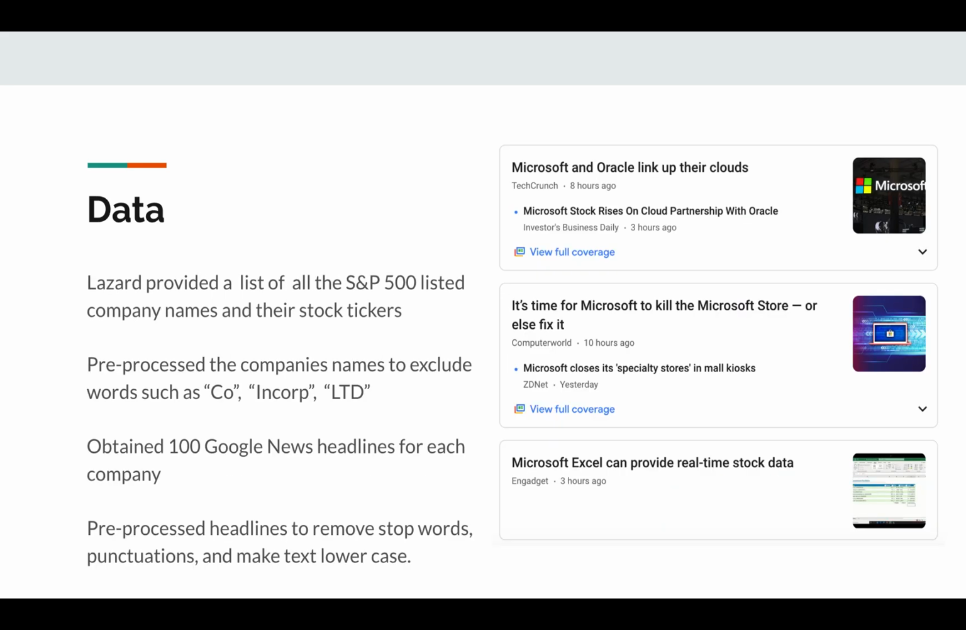the network. To collect the data for this project, we obtained a list of all S&P 500 companies from Lazard. We pre-processed them so that it's not biased to financial data on Google. And lastly, we scraped Google to pull 100 Google News headlines for each company.